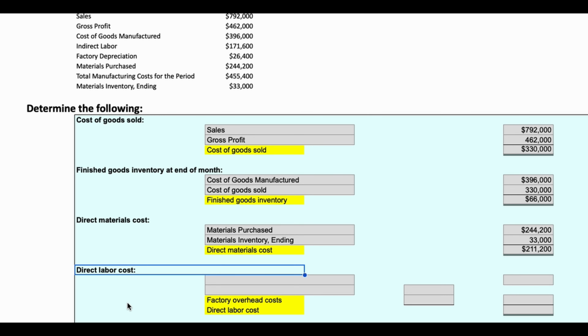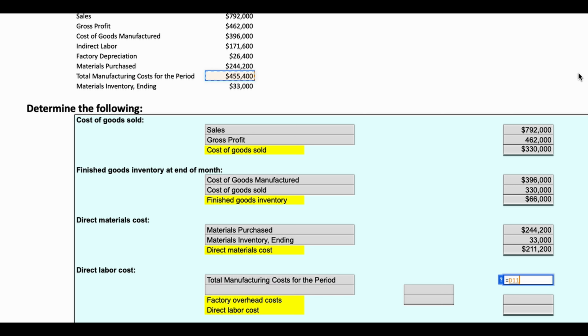Next, we're going to calculate the direct labor cost. Now remember, direct labor cost is one of the 3 components of our cost of goods manufactured, which include direct materials, factory overhead, and direct labor. So let's start with the items that we know. Up at the top, it told us what our total manufacturing costs for the period are. In this case, they're going to be those $455,000. What we also have is our direct materials costs, calculated above. And we calculated our direct materials costs to be the $211,200.